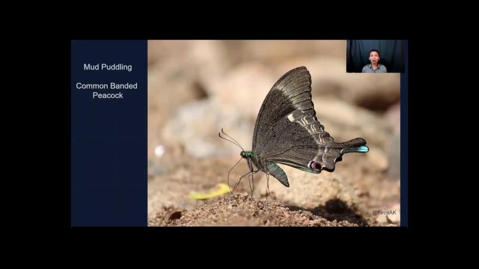Adult butterflies also get their nutrition from what we call mud puddling. Here you can see a butterfly on a damp patch of soil, wet soil. For nutrition, they come down and land on the ground, and with their proboscis, they suck nutrients through the moisture of the wet ground.